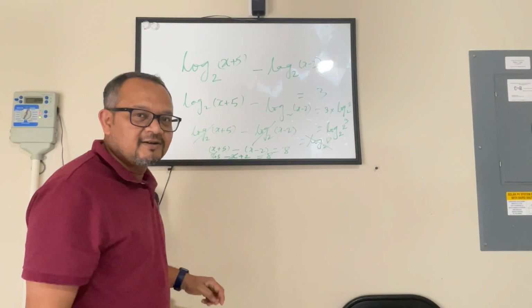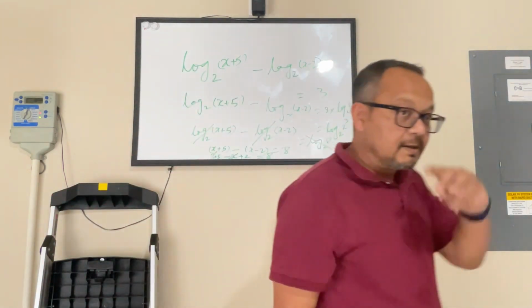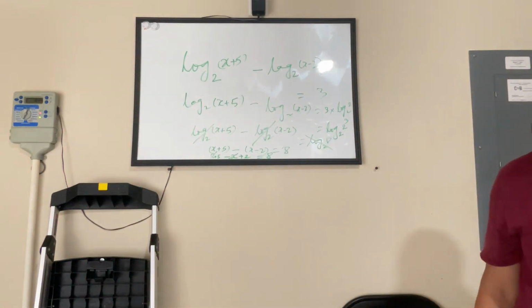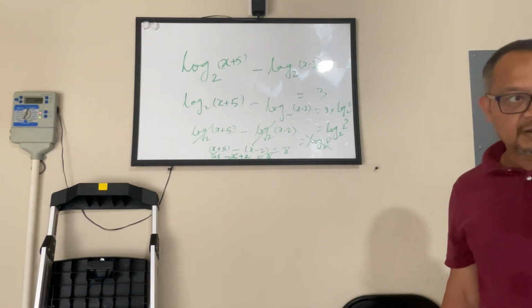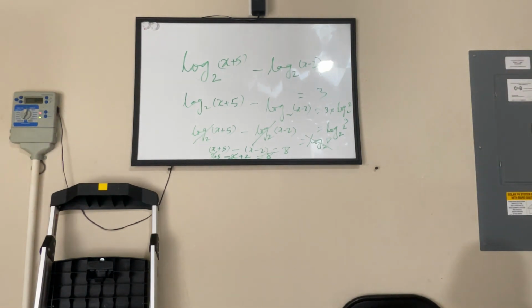Oh, we were supposed to do it differently for this one. I'm sorry, I did it differently for this. Because a log minus a log is equivalent to dividing, if it's the same log base, then the arguments get divided. That's a good thing.